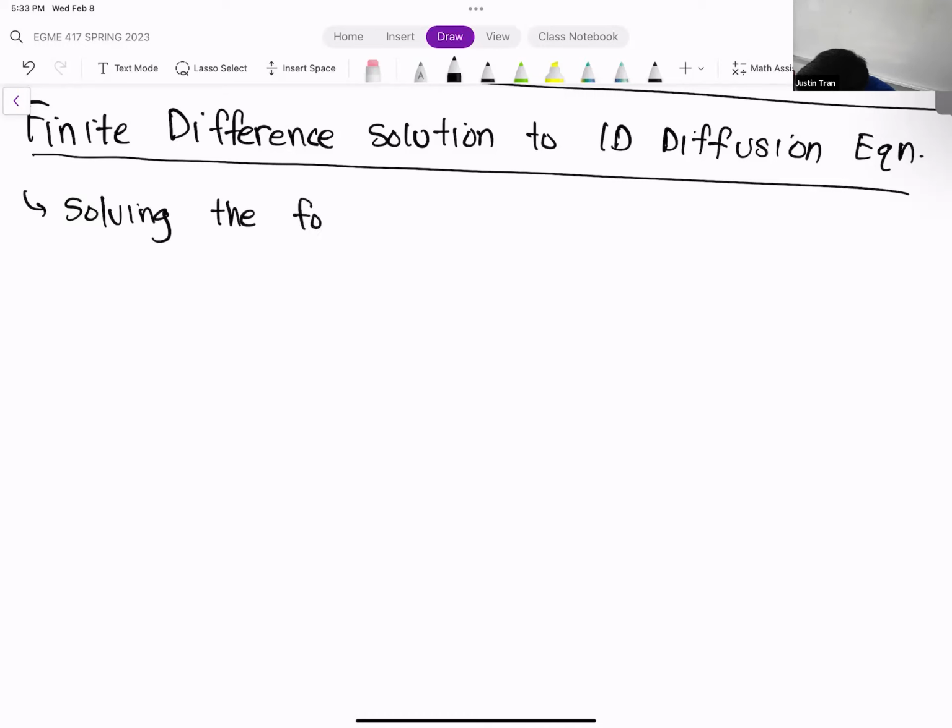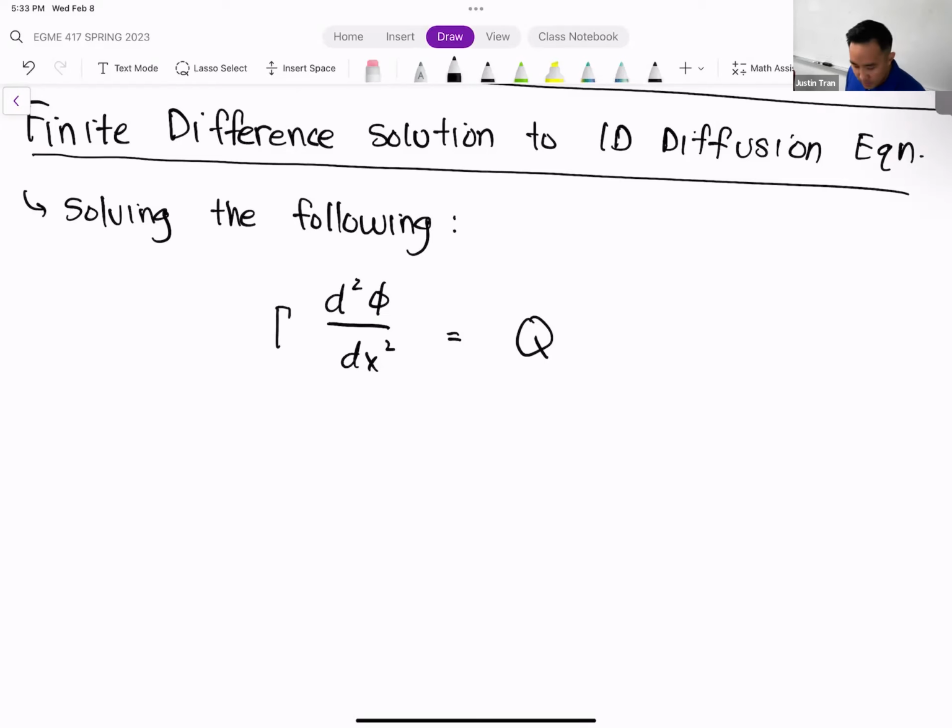All right, so just to refresh your memory, the equation that we're looking to solve looks like this. The main feature of this equation is that we have a second order derivative. So we have d squared phi dx squared multiplied by lambda, which is our diffusion constant. And this is equal to some forcing function q. So, a very simple second order equation.